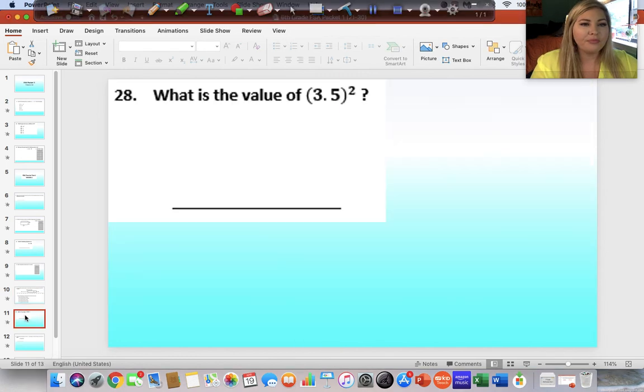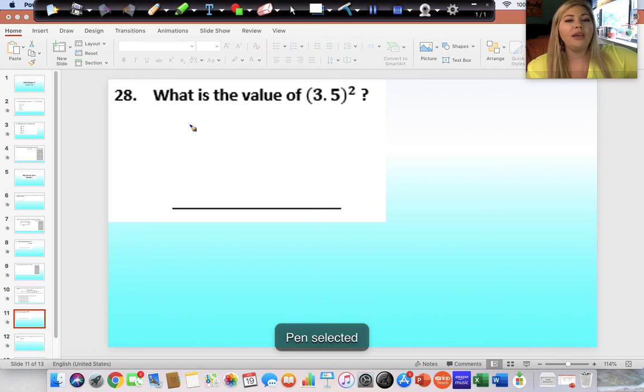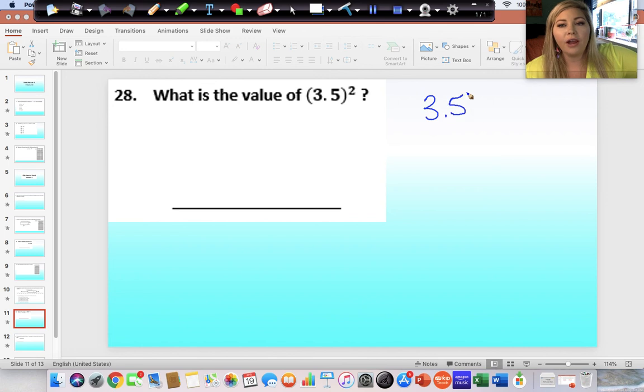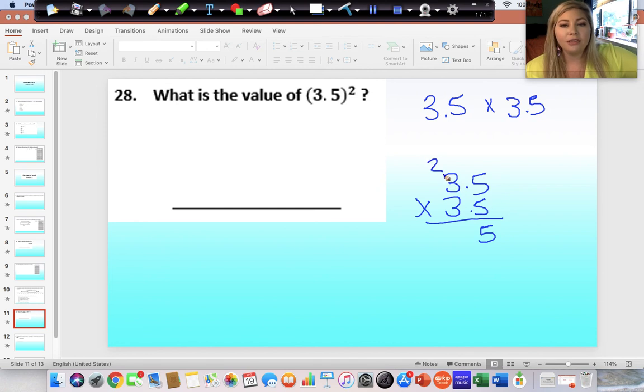Okay. What is the value of 3.5 squared? Squared just means you're multiplying that number by itself 2 times. So then you multiply 3.5 times 3.5. 5 times 5 gives me 25. You'll carry your 2. 5 times 3 is 15, 16, 17. 0 to hold your place. 3 times 5 is 15. 3 times 3 is 9, plus 1 is 10.